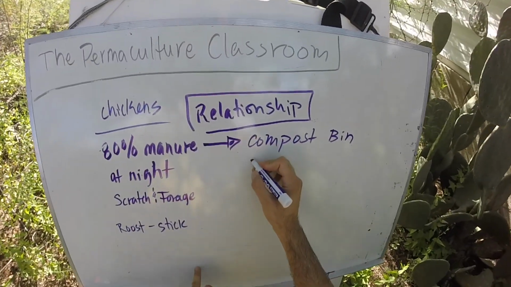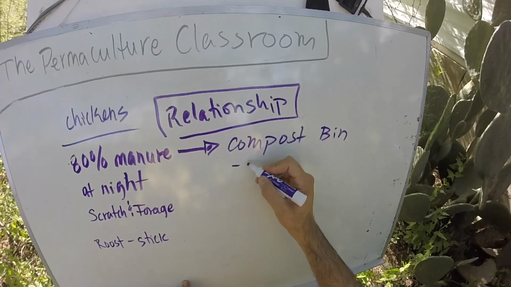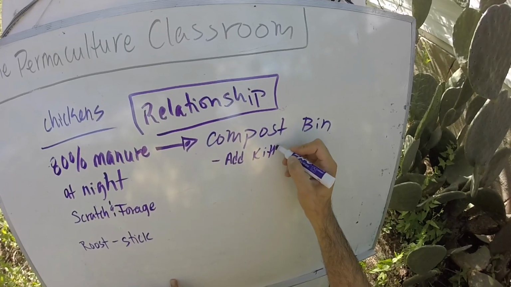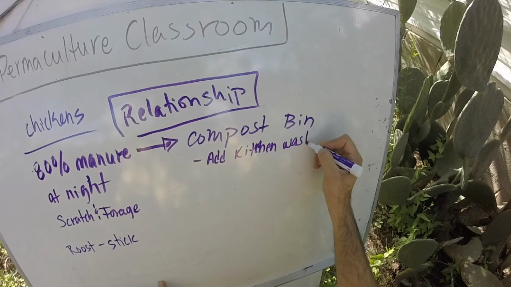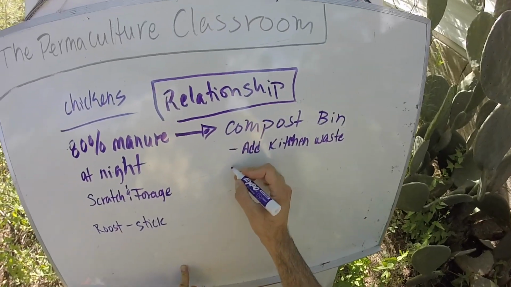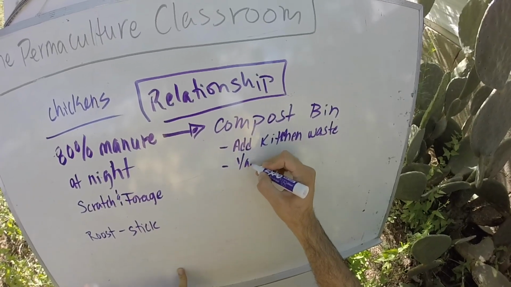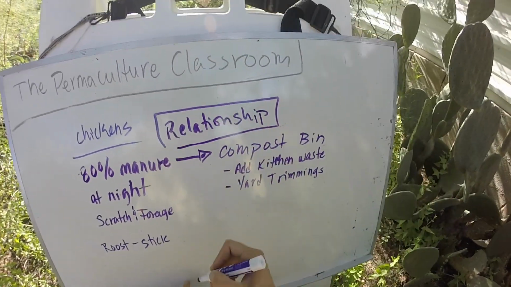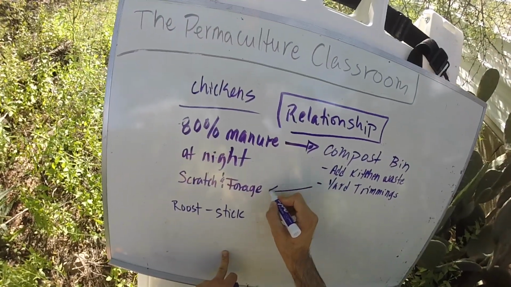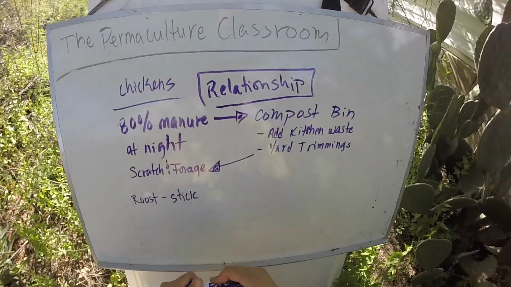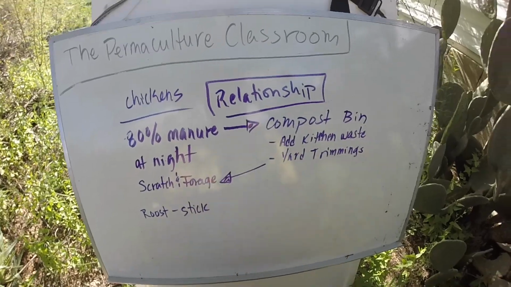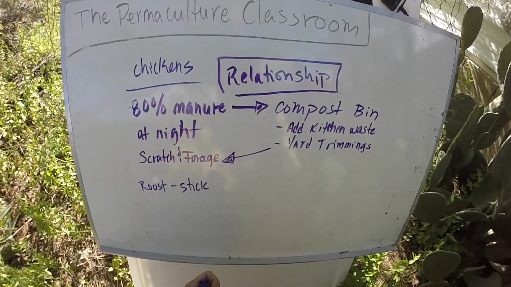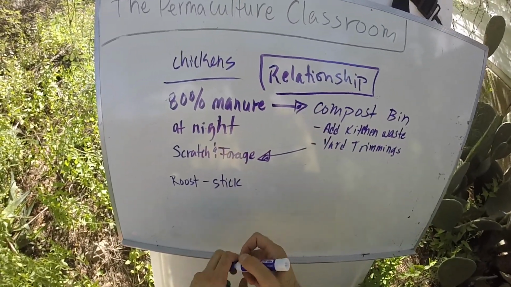Another level, by having a compost bin in the chicken coop, we're going to be adding all kinds of kitchen scraps and yard trimmings. So we're going to be taking care of a key function that our chickens have, which is the need to scratch and forage. We're going to give them what they need so that they're happy. And if they're happy, they're not going to be pecking each other and fighting with each other. So we're supporting this relationship that they have, right? And we're thinking about them, and we're giving them what they need.